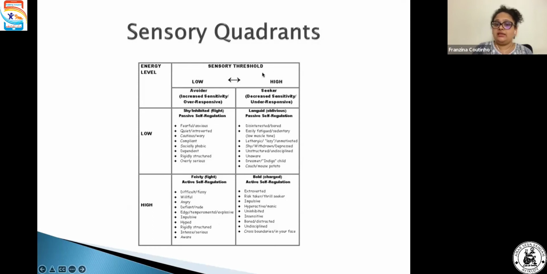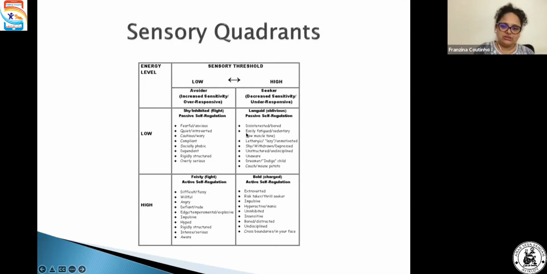Then you have a high sensory threshold and low energy level. So they're disinterested, they fatigue very easily, they're lethargic, they're unaware of what's happening around, they're the dreamer child, and they're the couch potato. Okay. And if you have a bold child, high sensory seeker and high energy level, extroverted risk taker, insensitive, so they could come across as being super rude. They'll say something in your face, they won't care what your feelings are. They could seem very undisciplined and non-polite, and hyperactive.